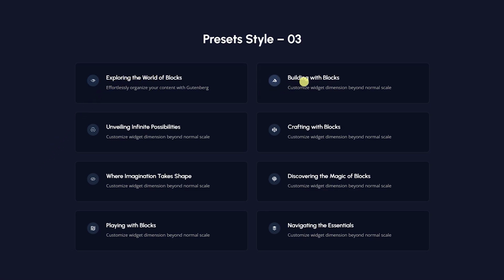In this block tutorial, you'll explore the list block to create list type links in Gutenberg editor. Let's go.